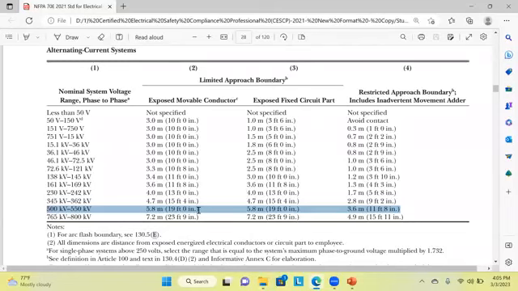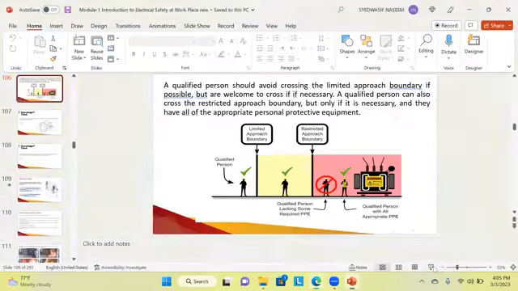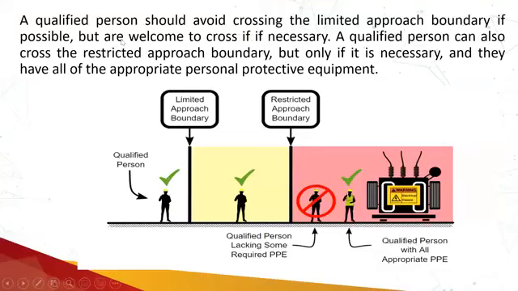Normally in other types of courses, like NEBOSH and others, I think they keep this distance constant at 10 feet, if I'm not wrong. But here it says that the limited approach boundary increases as the voltage increases. Right. So this is for the limited approach boundary, and the restricted approach boundary basically triggers that only a qualified person can enter the restricted approach boundary, and only when he is wearing personal protective equipment rated for that voltage level.